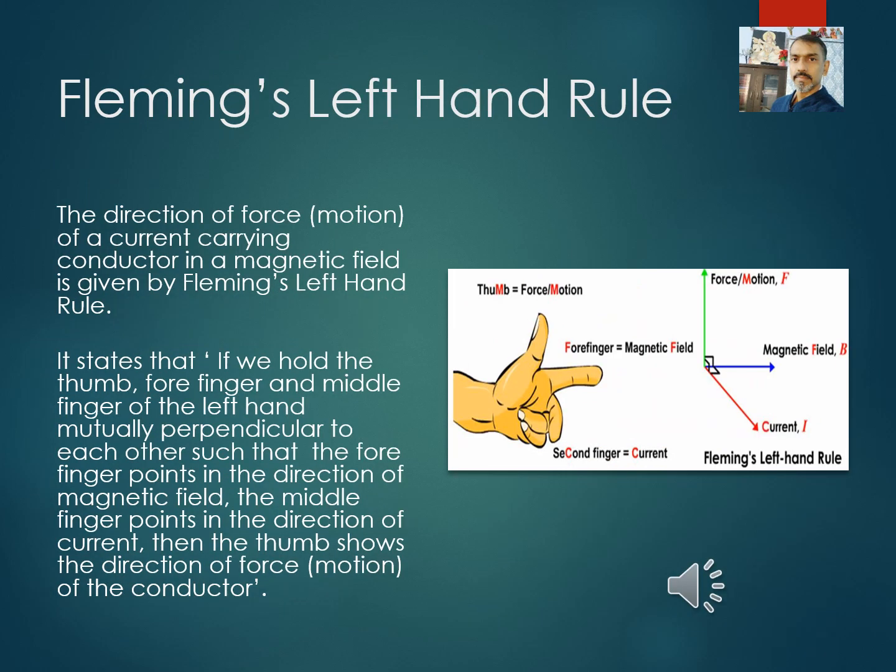The direction of force, or motion, of a current-carrying conductor in a magnetic field is given by Fleming's left-hand rule. It states that if we hold the thumb, forefinger and middle finger of the left hand mutually perpendicular to each other such that the forefinger points in the direction of magnetic field and the middle finger points in the direction of current, then the thumb shows the direction of force, or motion, of the conductor.